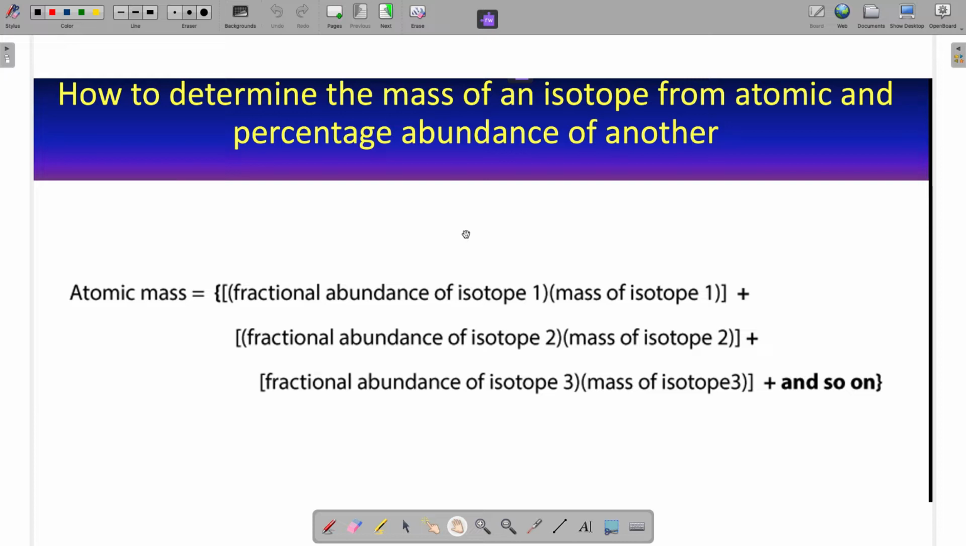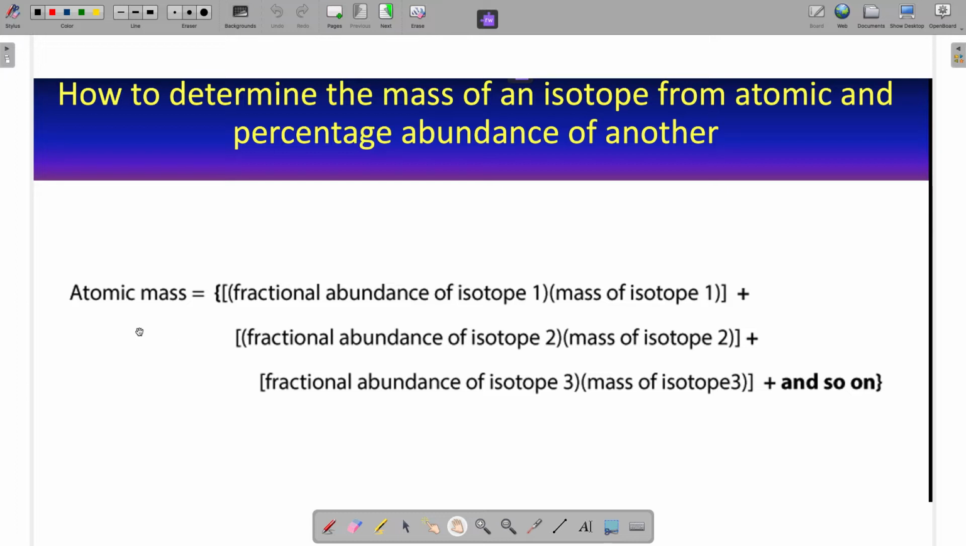In this lesson, we want to learn how to determine the mass of an isotope from the atomic mass and percentage abundance of another. Sometimes you might be asked to calculate the mass of an isotope based on the mass and percentage abundance of another. So first of all, to do that, you have to recall the following formula.